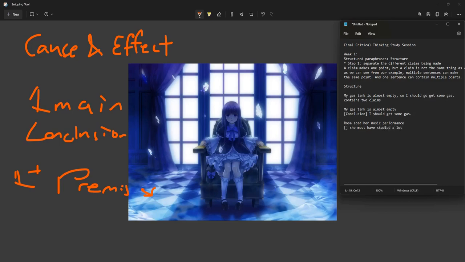And then from here, we can see that it's a conclusion. Okay, we're concluding that she practiced a lot. That's how she aced her musical performance. However, notice how I said that is how she did it. That would mean that something caused it. And in this case, it's not just a conclusion. It's a cause. And that is how you would do a structured paraphrase for a hybrid. But at the same time, that one was kind of easy.